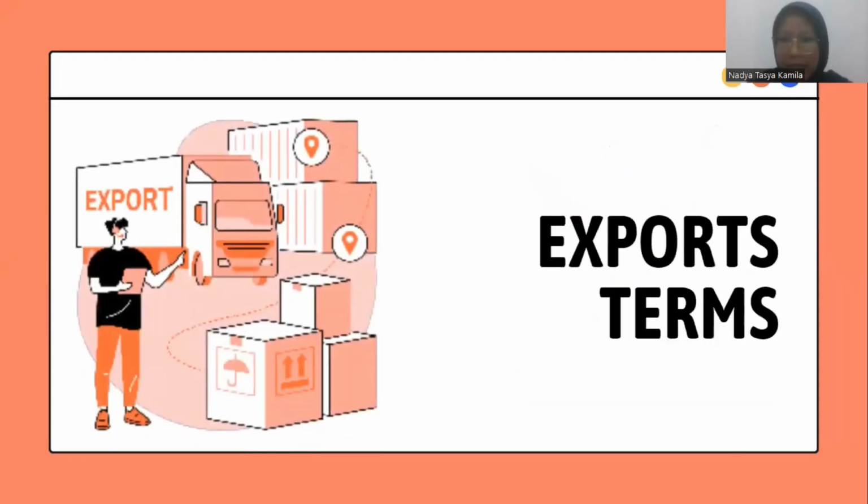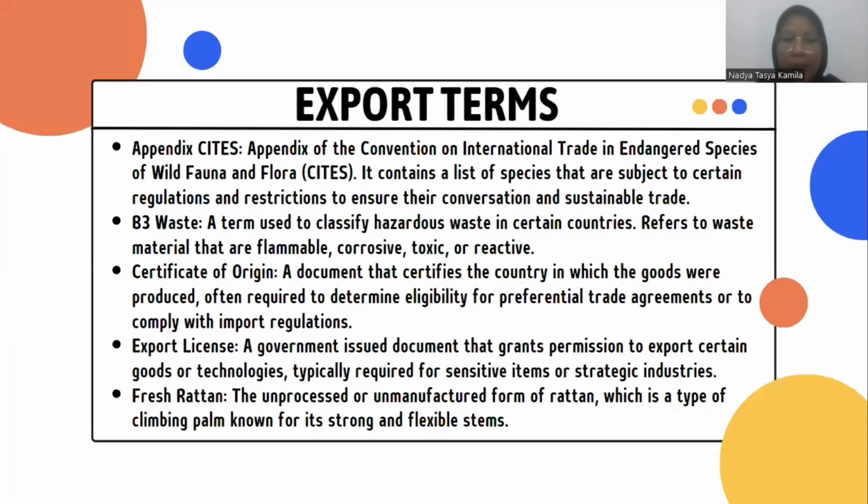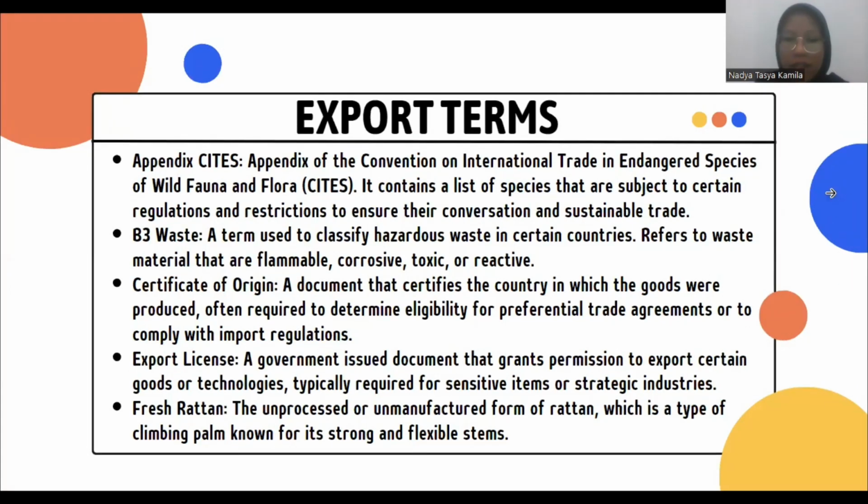The first is export terms. Appendix CITES, Appendix of the Convention on International Trade in Endangered Species of Wild Fauna and Flora. It contains a list of species that are subject to certain regulation and restriction to ensure their conservation and sustainable trade.